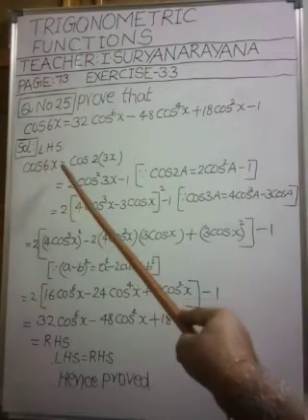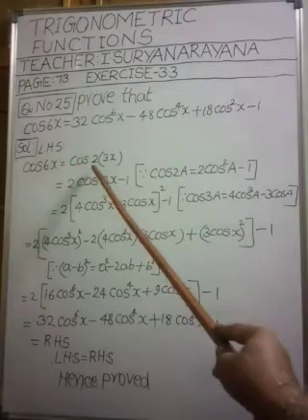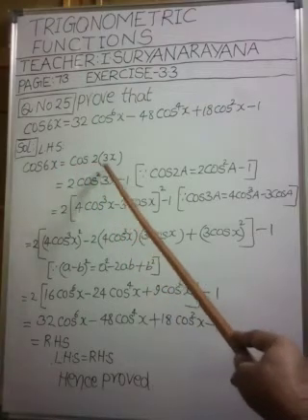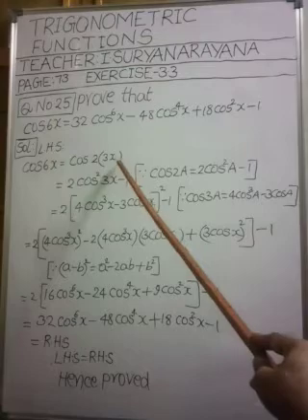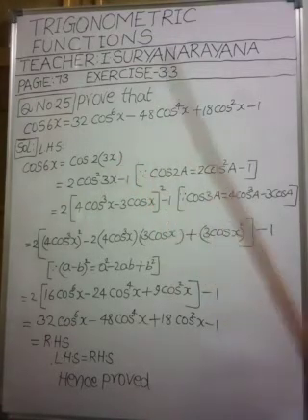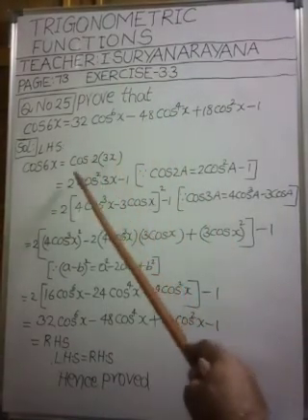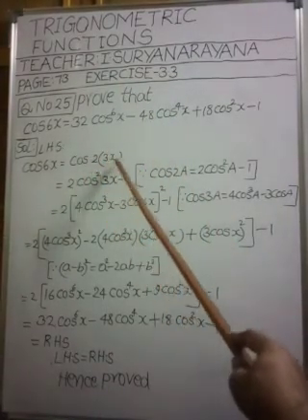So we write cos 6x as cos 2 of 3x. Can we write it or not, my dear children? Yes, we can write it. That is why we wrote it like this. Understood this step? Right. Now it is in the form of cos 2a, where a is equal to 3x.